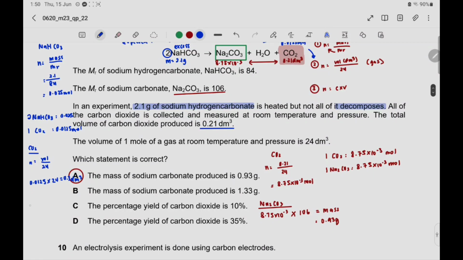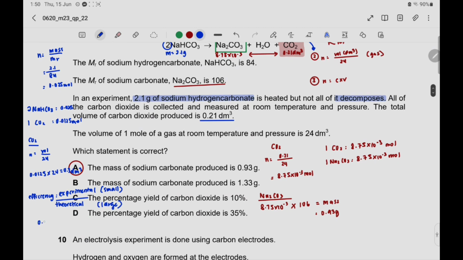So if you were to try the efficiency, always the theoretical at the bottom, because you were taught that you will get that much, and experimental on top. Hey, if you cannot memorize this, I teach you. Small value on top, large value at the bottom. So it's like 0.21 divided by 0.3, because that is the small divided by big, right? So 0.21 divided by 0.3, your percentage yield is actually 70%. So it's not 10, not 35%.